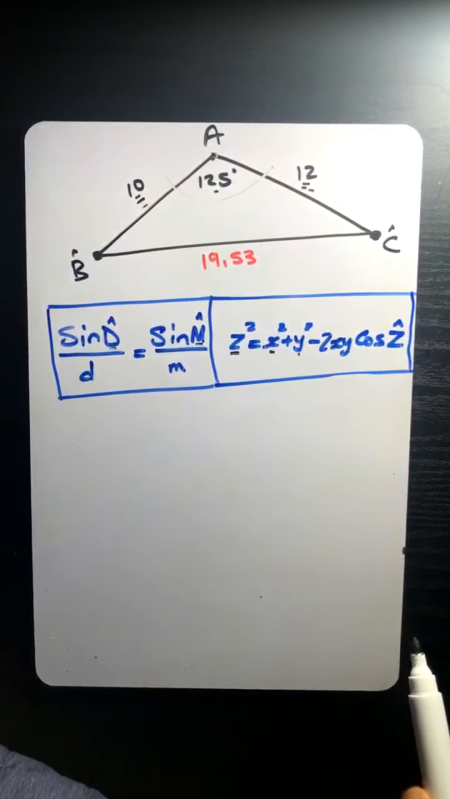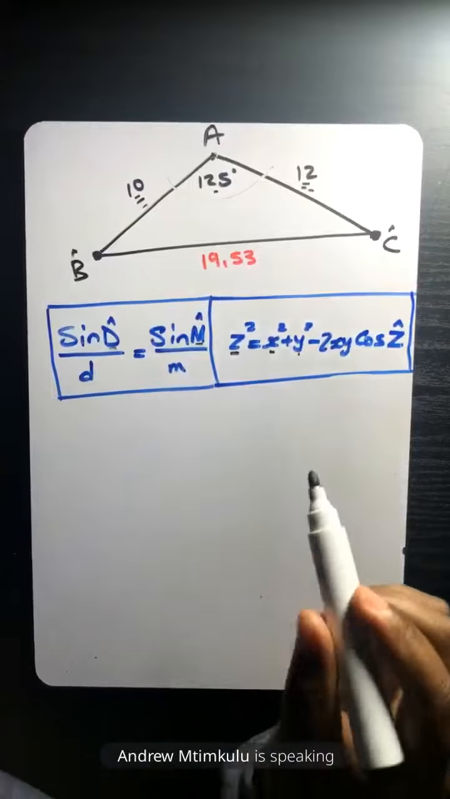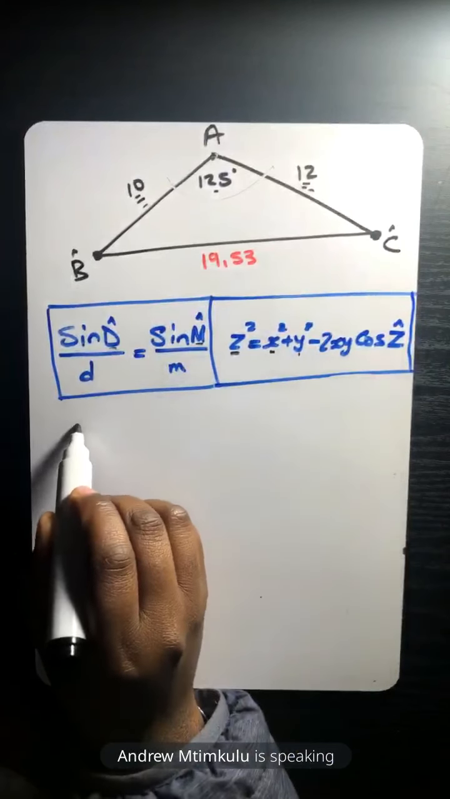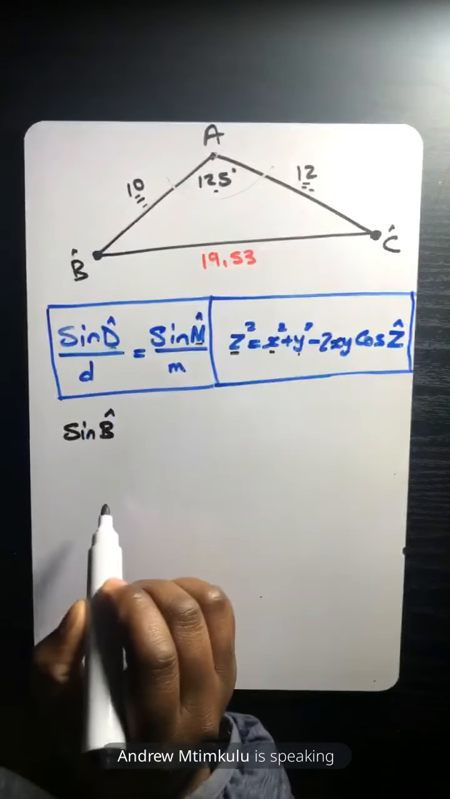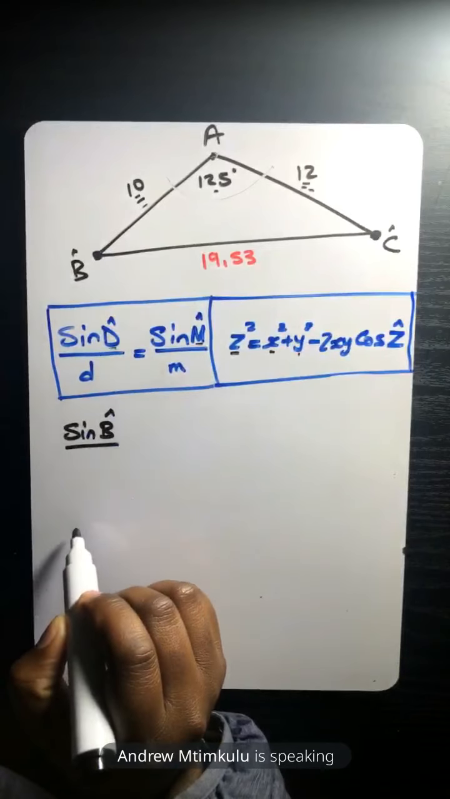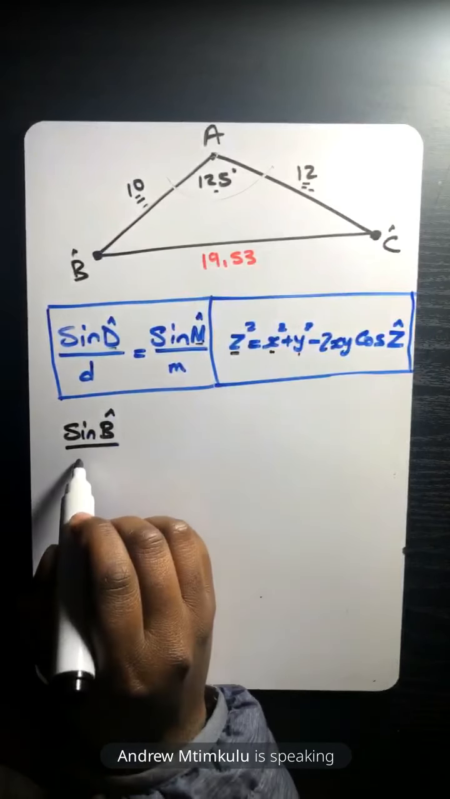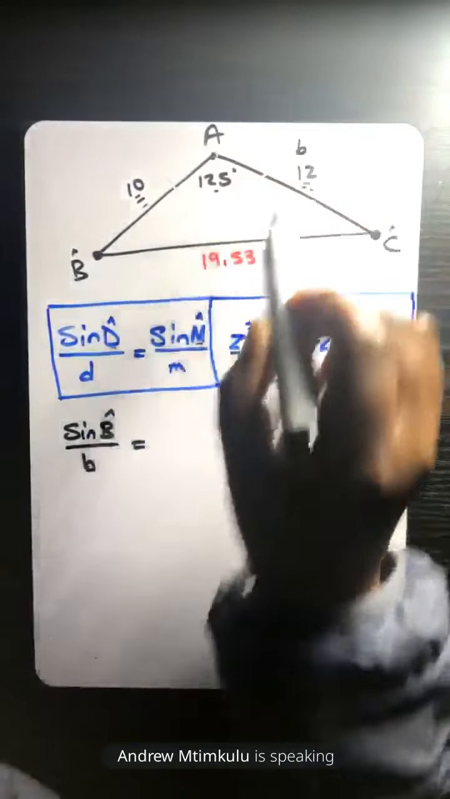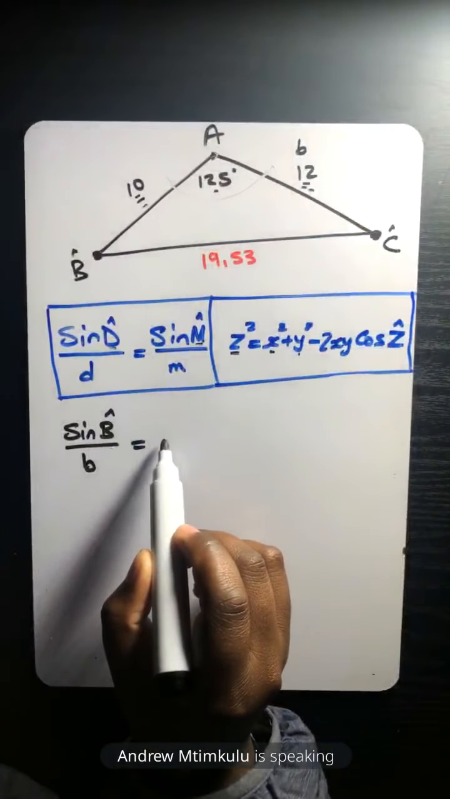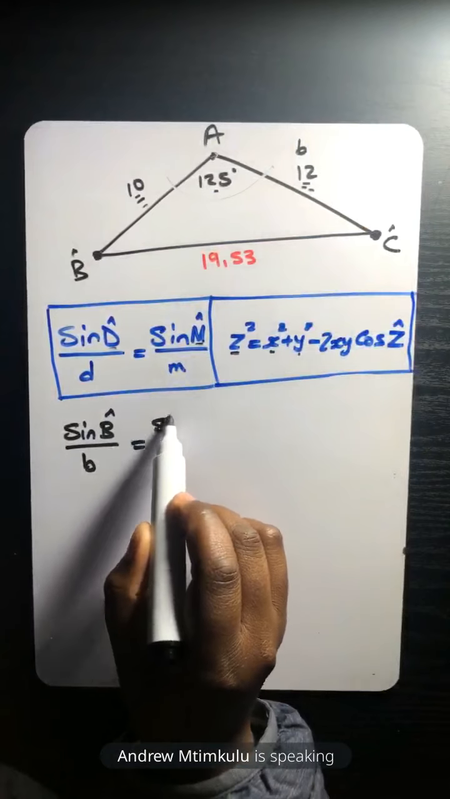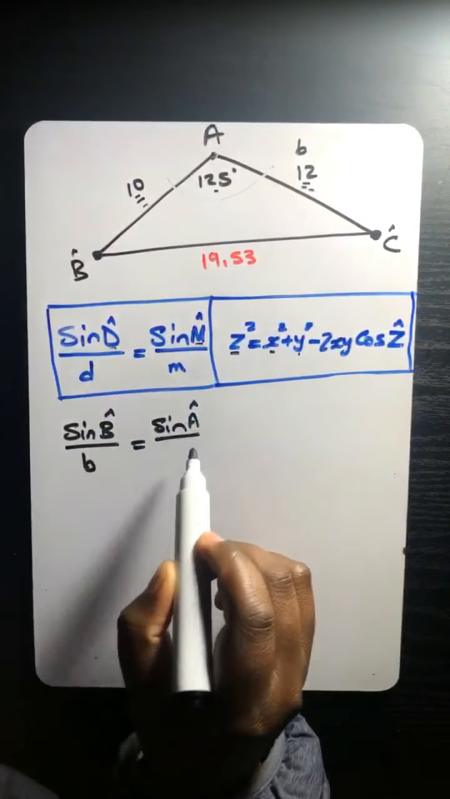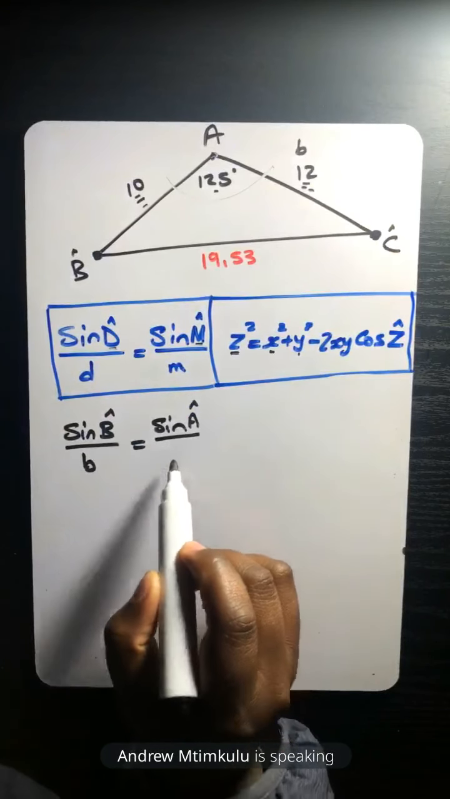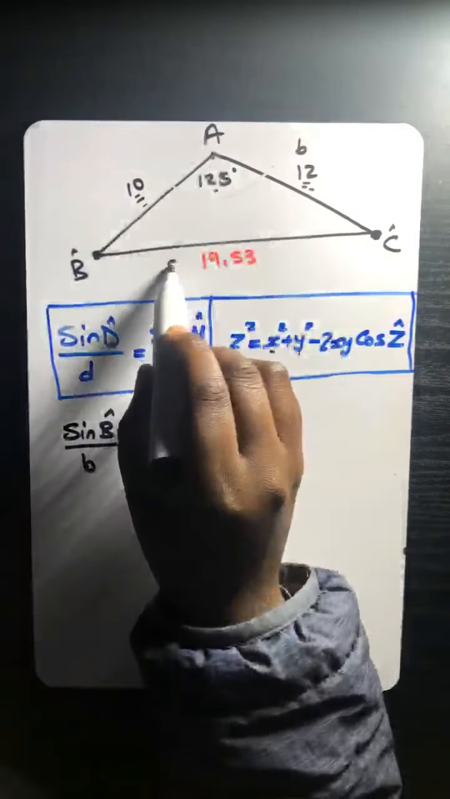Andrew, go for it. So we can use the sine rule where you can say sine angle B over side small letter b, which is equal to sine angle A over side small letter a. Yes, side small letter a being that opposite, 100%.